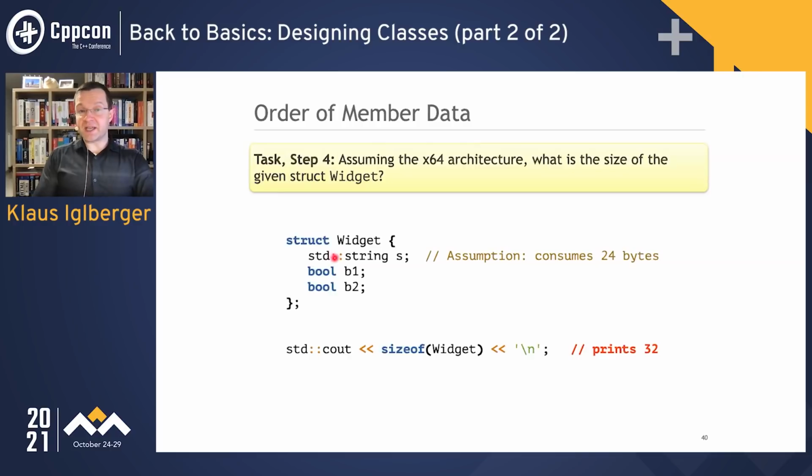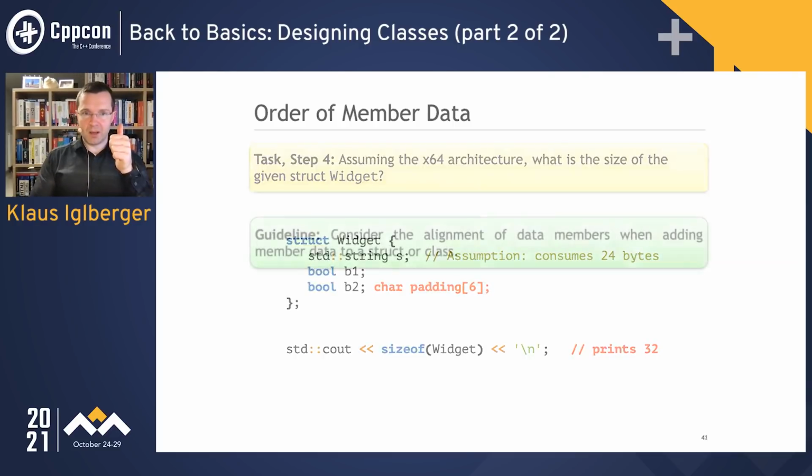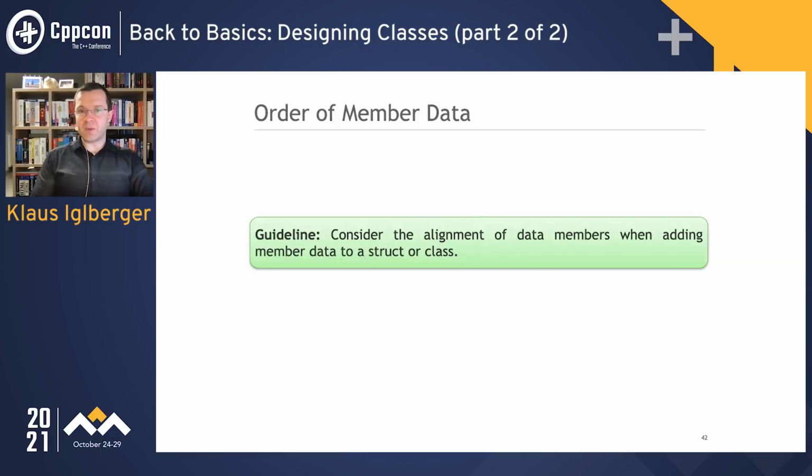And so the string is 8-byte aligned. That is what is put onto the widget. The widget itself will be 8-byte aligned. And so these two bools only need 6 padding bytes, not more. They are padded up to 8 bytes, 32 only. So the alignment is the important factor, not the size of data members. So please consider the alignment of data members when adding member data to a structure or class. And keep it extensible. Leave the padding as much to the end of the class as possible.